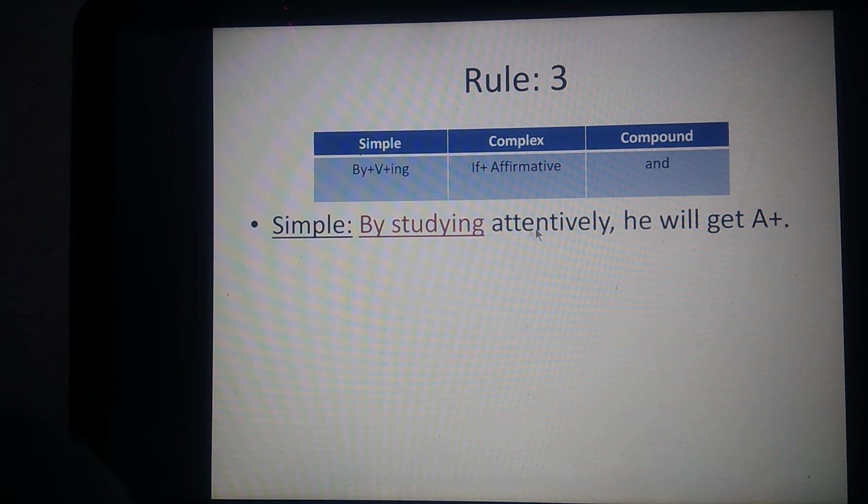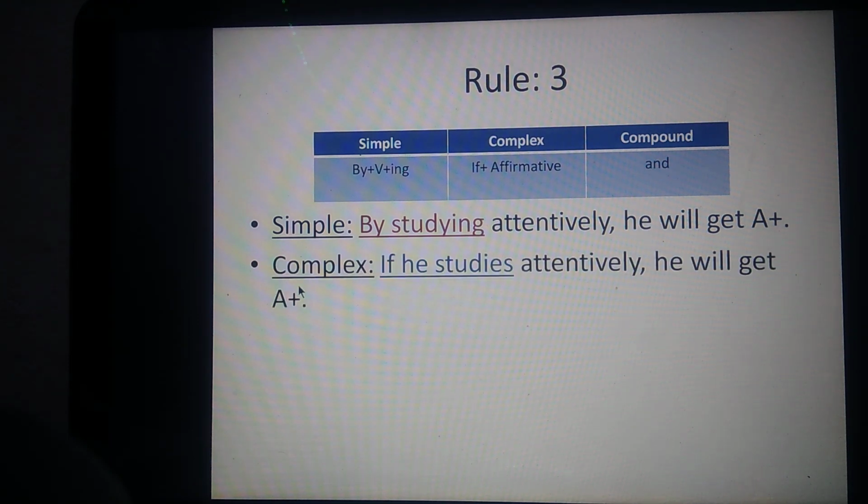As you see, "by studying attentively," this part is a phrase. There is no subject in this part and there is no verb too. To make this sentence complex, we'll need to use the conjunction "if," and then we'll have to drag this subject from the main clause. So "if he," and then the verb "studies." You know he is third person singular, so we are converting "studying" to "studies." So if he studies attentively, he will get A+. This is the complex form of the sentence.